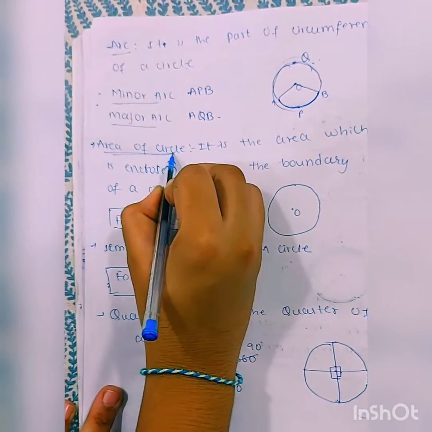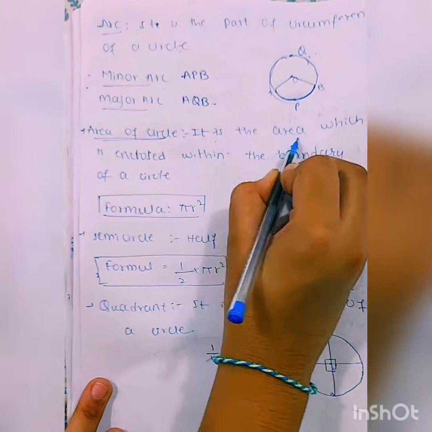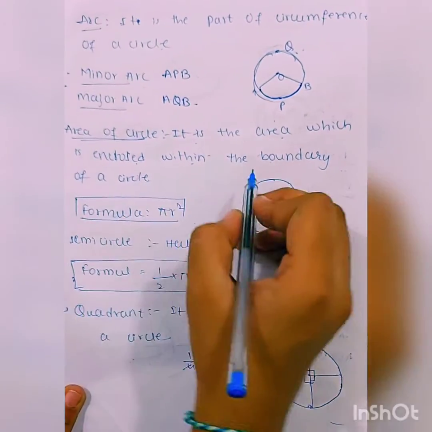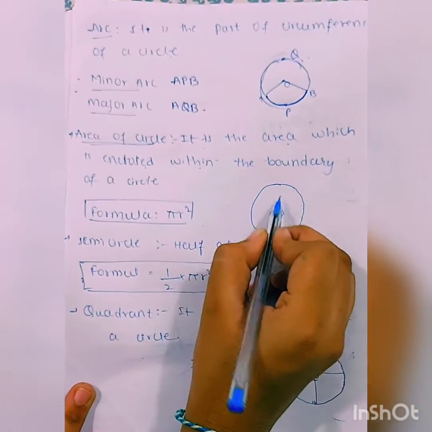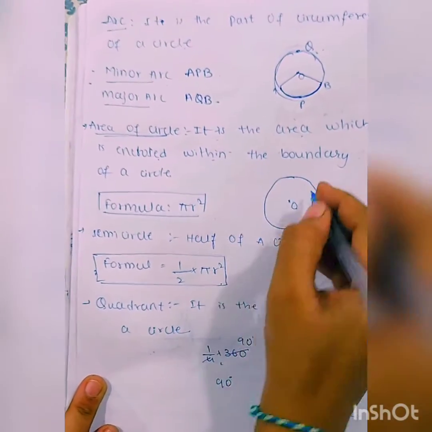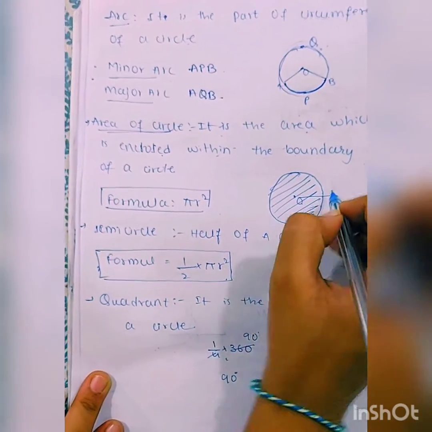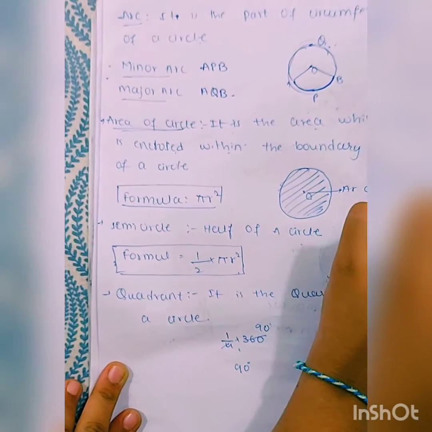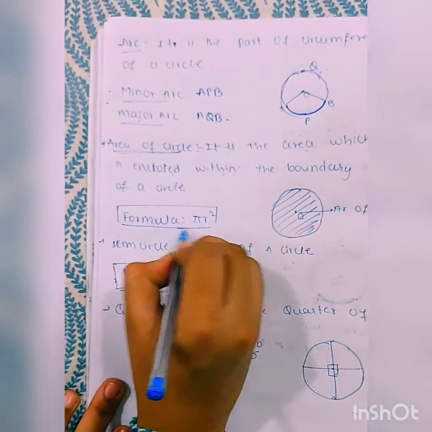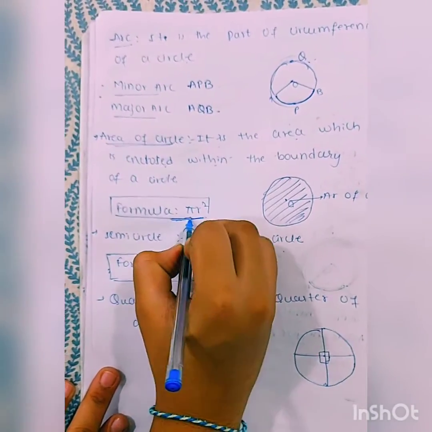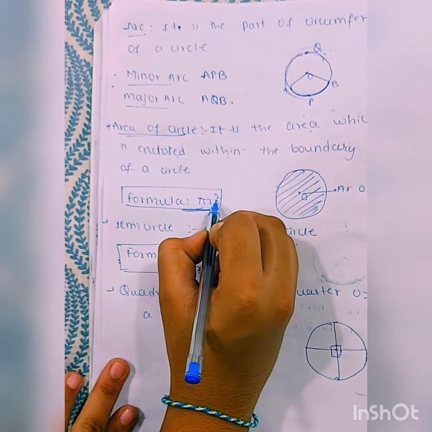Area of a circle. It is the area which is enclosed within the boundary of a circle. So when we consider a circle with center O, the area which is enclosed within the boundary is called the area of circle. And it is given by the formula pi r square, where pi is the constant term and r is the radius of a circle.